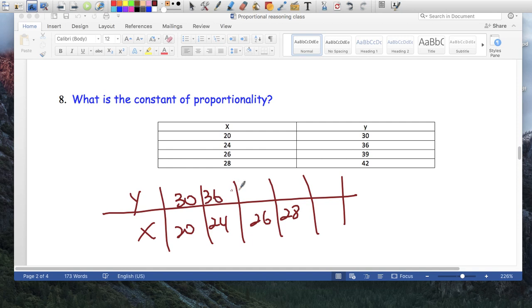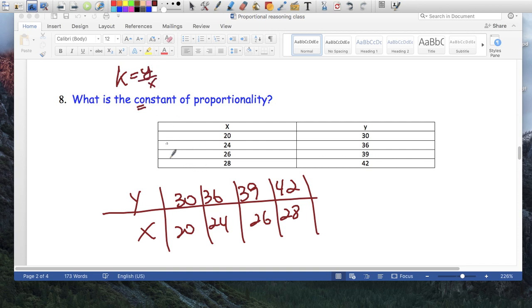And so let's take the first one. So I'm going to write k equals y over x. And for this first one over here, I get 30 over 20. And k equals 3/2, or if you want, 1.5. Let's leave it at 3/2. Now 36 over 24, so let's do that one. k equals 36 over 24 to find the constant of proportionality, which is the unit rate, right?